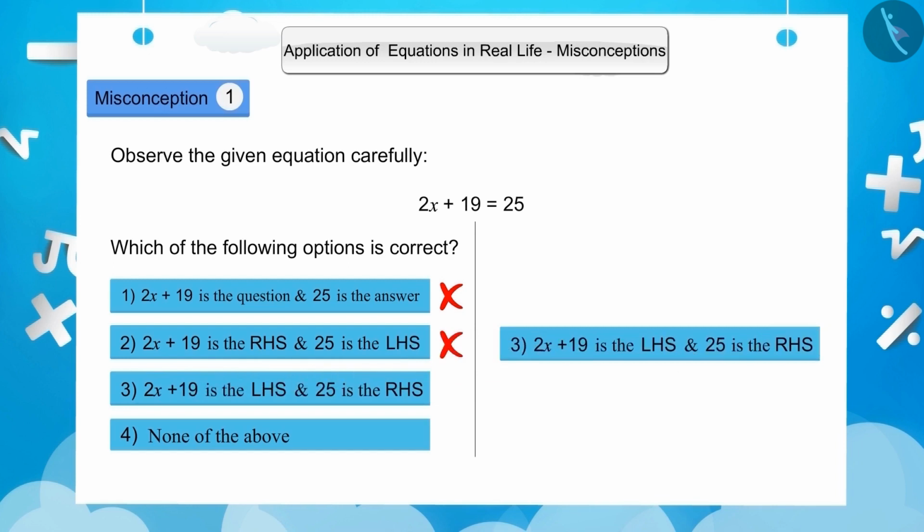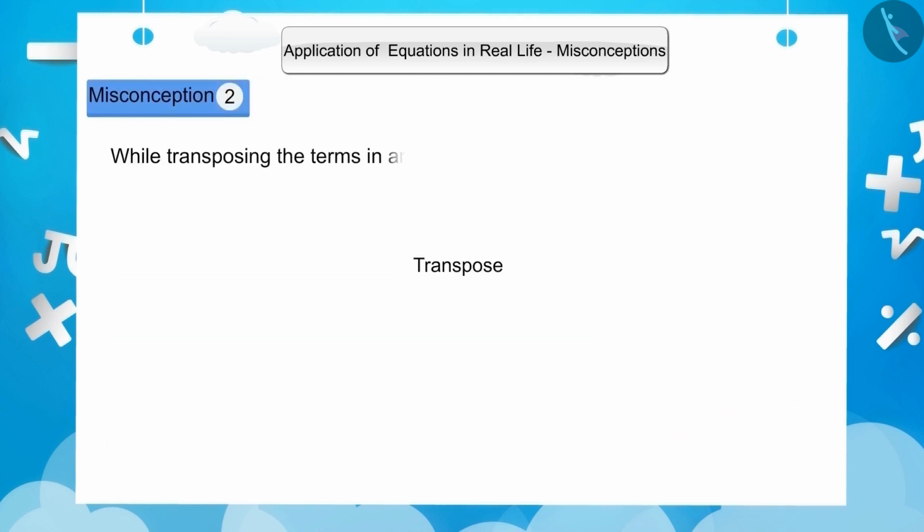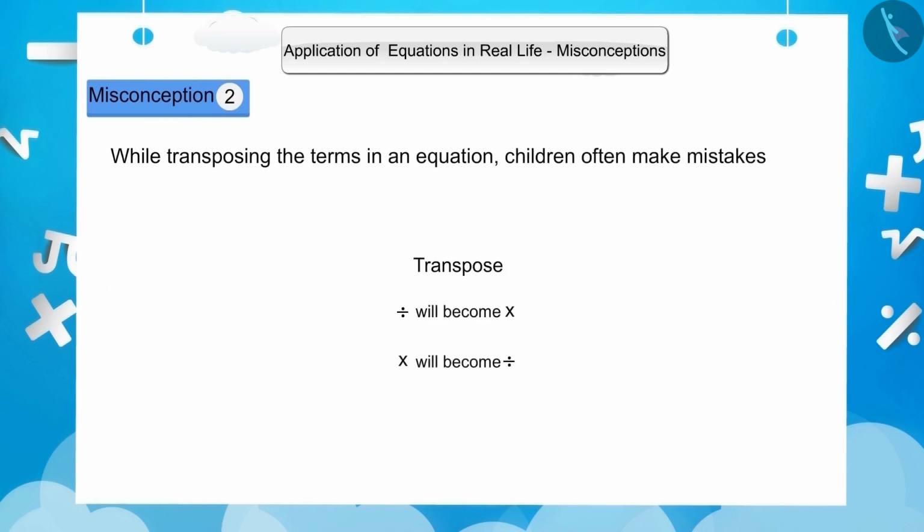Third option: while understanding the second option, we have revised that the LHS is on the left side of the equality sign and the RHS on the right. In this equation, 2x plus 19 is on the left-hand side, that is LHS, and 25 is on the right-hand side, that is RHS. Therefore, the third option is correct. Fourth option: since we have come to know that the third option is correct, it means that the fourth option is incorrect.